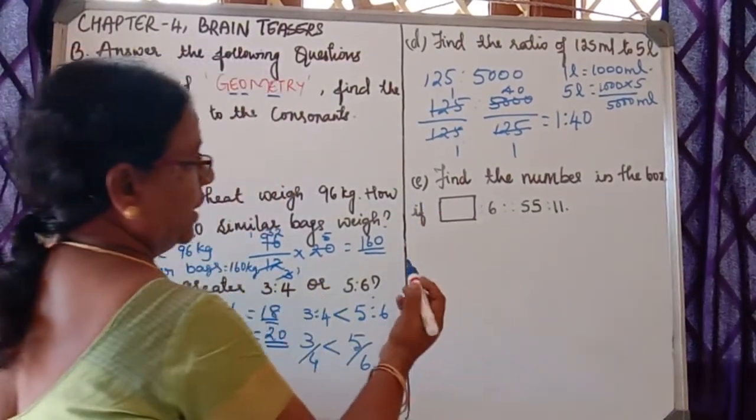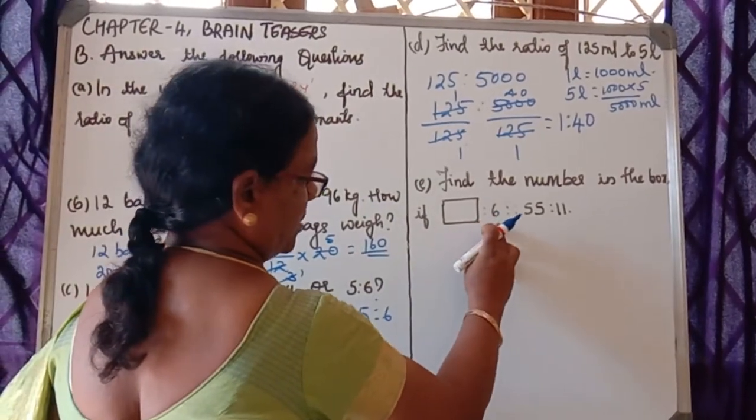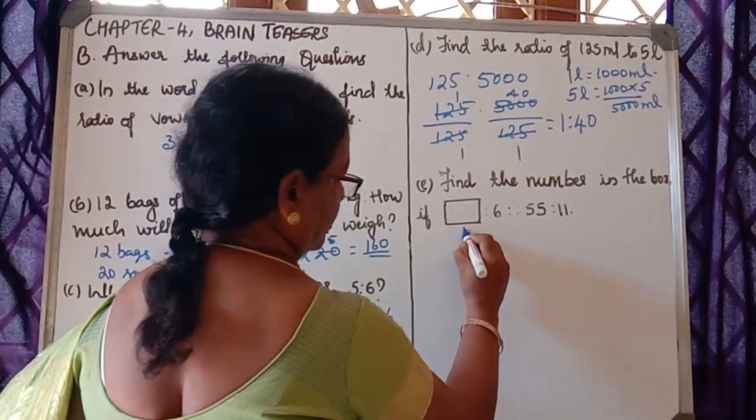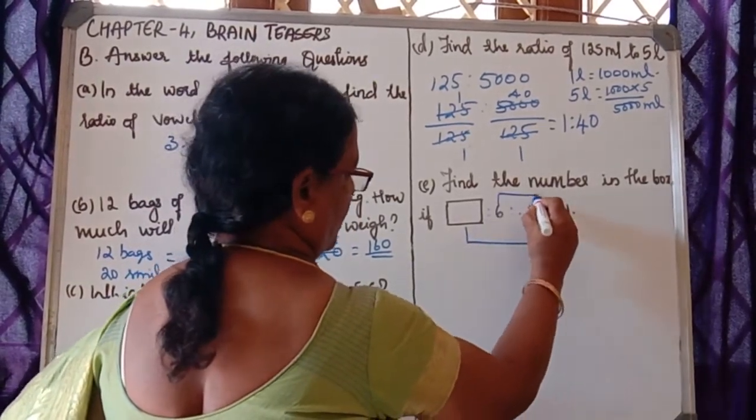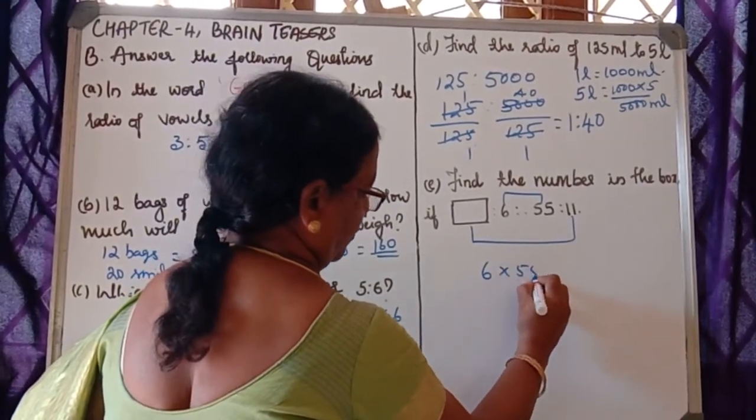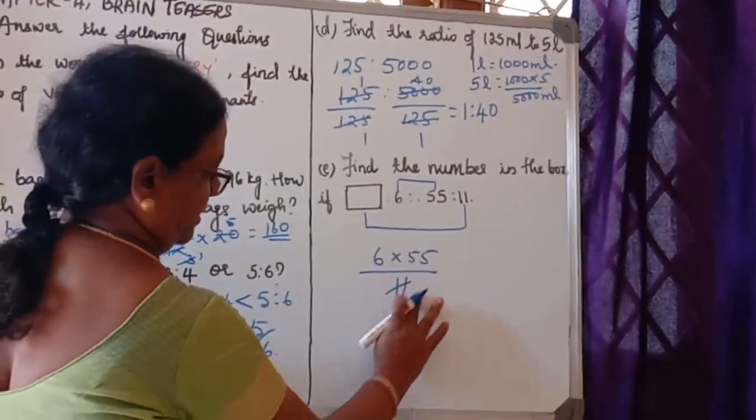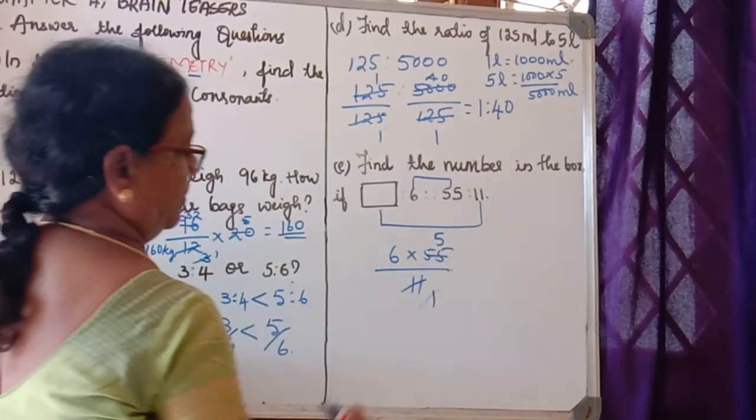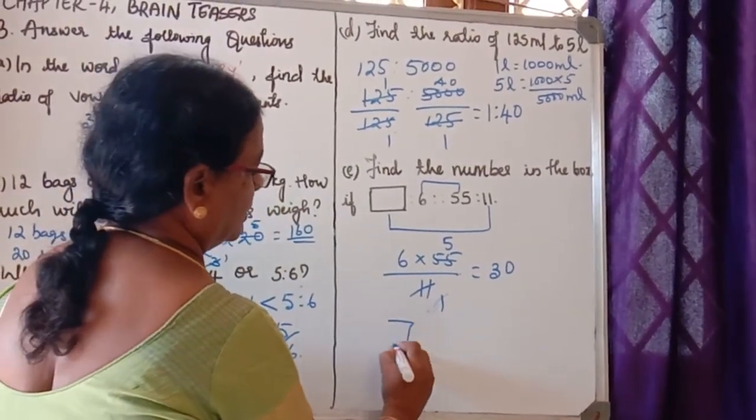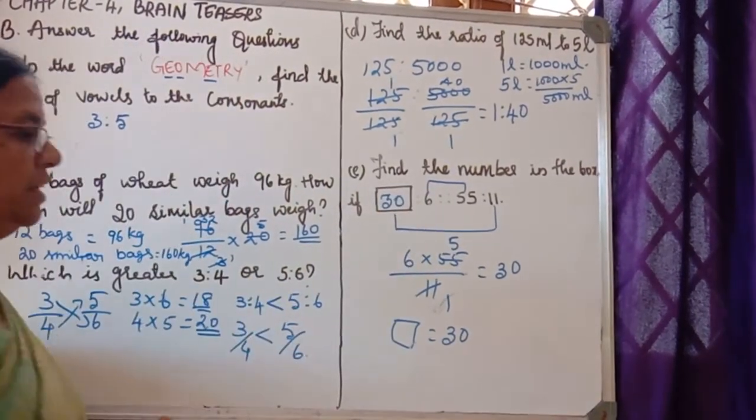Now, we'll move to the last one. Find the number in the box if box is to 6 as 55 is to 11. What is the procedure? Product of extremes should be equal to product of means. Now, 6 into 55 divided by 11. 11 ones are 11. 5 11s are 55. Now, 6 5s are 30. What will come in the box? 30. Understood, children?